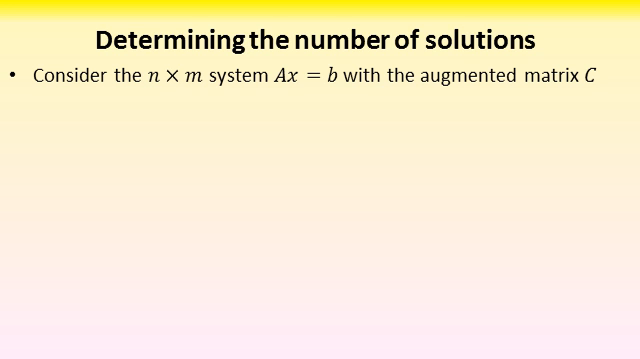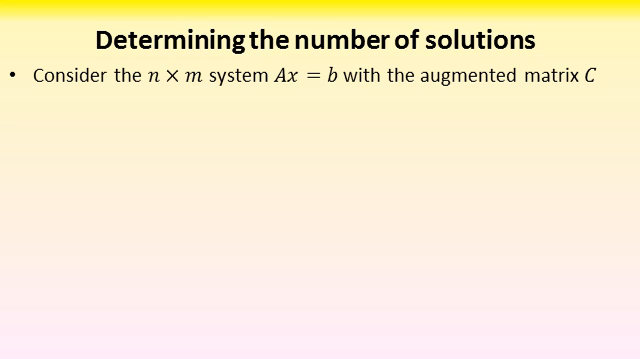Again, consider this n by m system, Ax equal to b. Now, if you are interested in figuring out the number of solutions to a system, you don't have to go all the way and find the reduced row echelon form of C. It turns out that it is enough to just do the row echelon form of C.